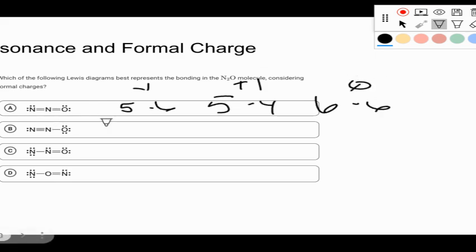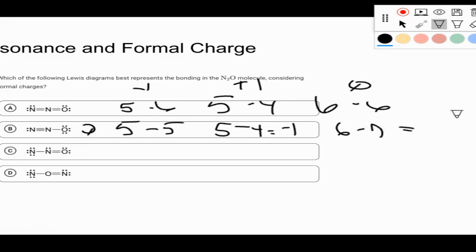Okay, same thing with this one. Should be 5. I have 1, 2, 3, 4, 5 because it is a triple bond. So that ends up being 0. This one has 1, 2, 3, 4. Which gives me a -1. And then this oxygen is going to give me 1, 2, 3, 4, 5, 6, 7, which gives me a -1. Oh, this should be a +1.